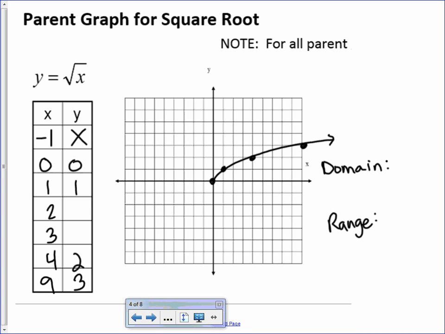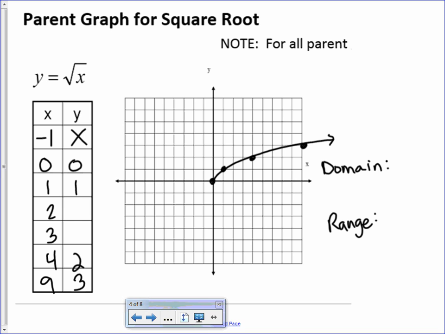A lot of times, yes. When we did domain for absolute values and quadratics, it was all real numbers, because we could take the absolute value of anything and we could square anything we wanted to. There are no rules to what we can or cannot do. Are there rules to square roots? Are there some numbers you can't take square roots of?